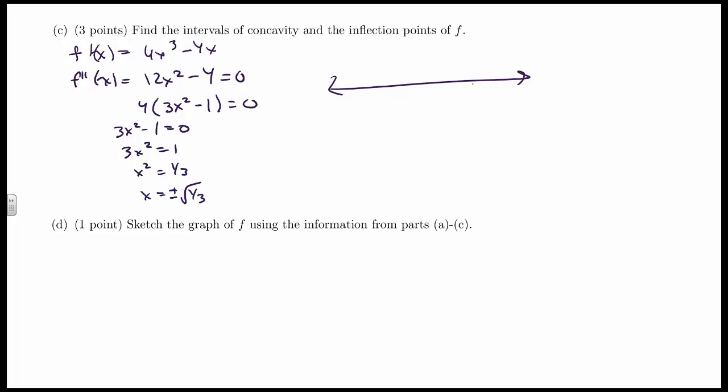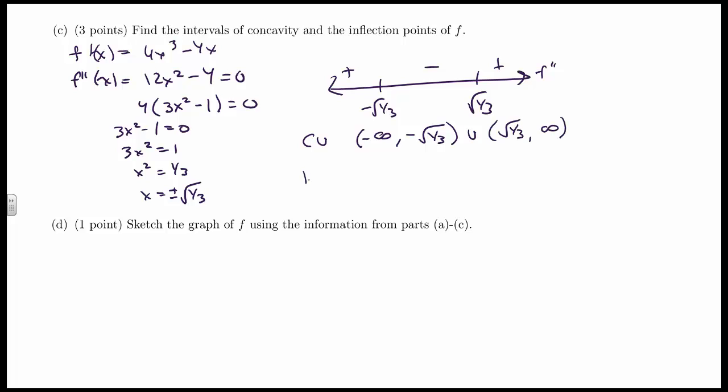So on f double prime, we've got negative root 1/3 and positive root 1/3. Looks like this is going to be positive on the extremes and negative in the middle. So therefore we could say it is concave up on the interval from negative infinity to negative root 1/3, and also root 1/3 to infinity, while it is concave down on the interval from negative root 1/3 to positive root 1/3.